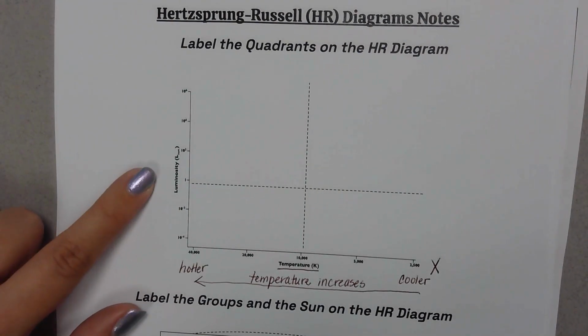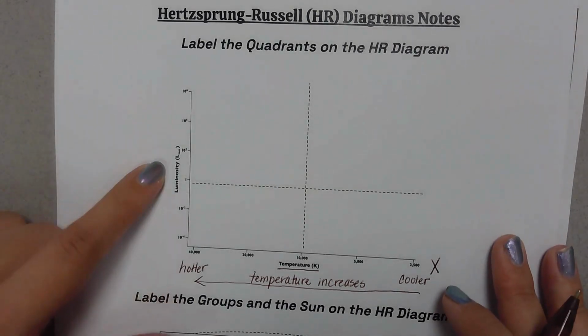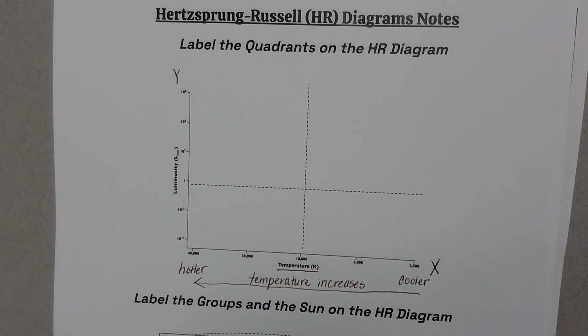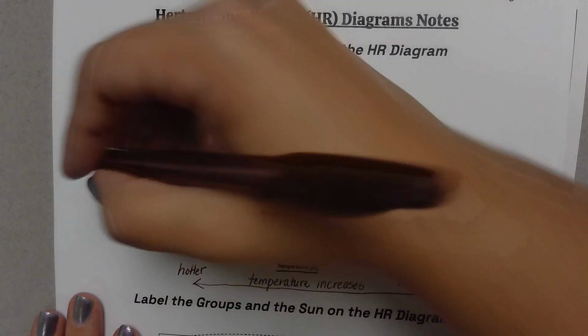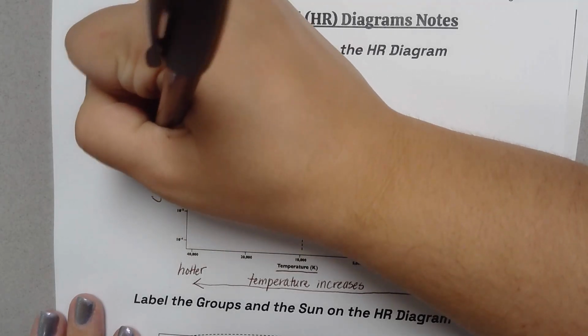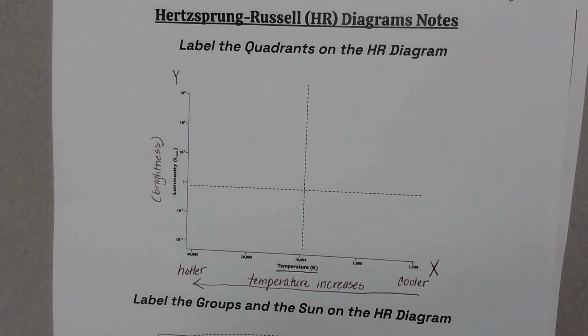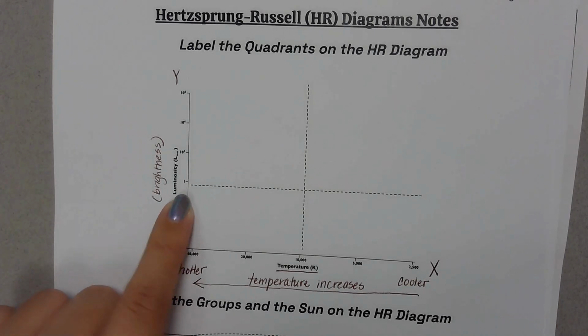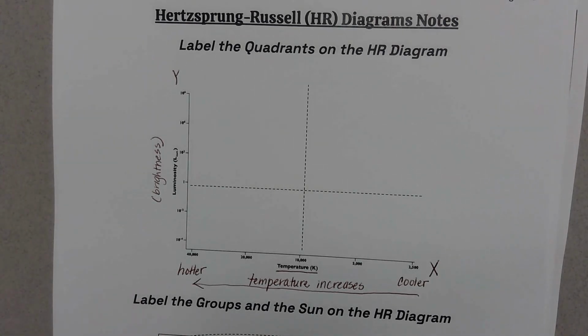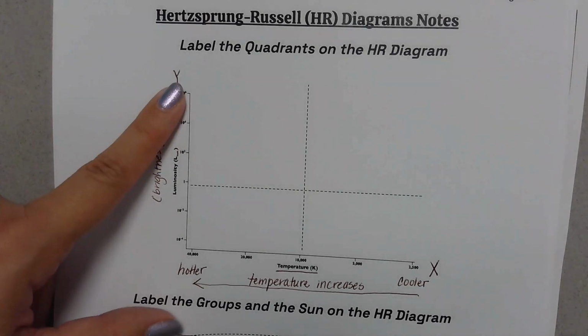If you look at the y-axis, our y-axis measures something called luminosity. Luminosity essentially just means brightness. So that's how bright our stars are. And the scale for brightness does increase the way that a normal scale on a normal graph would, where you have your lower numbers down at the bottom and your higher numbers up at the top.